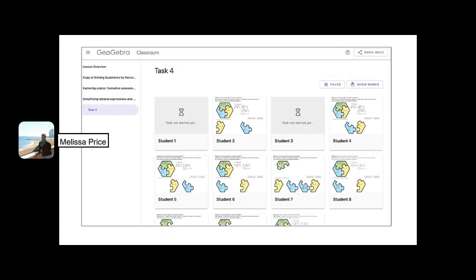GeoGebra, like the other online tools, allows you to see the students' progress as they work through a task, as well as the work that they have completed. An activity like this allows the students to try many problems by piecing together a puzzle of the solutions. It allows them to make mistakes and self-correct at the same time.